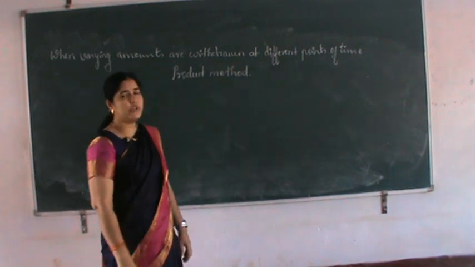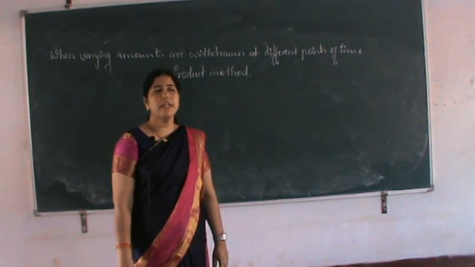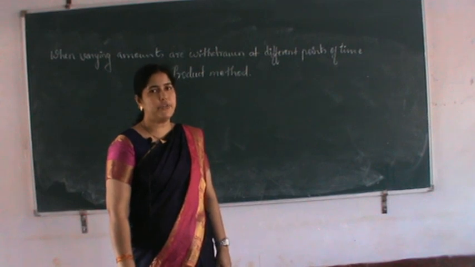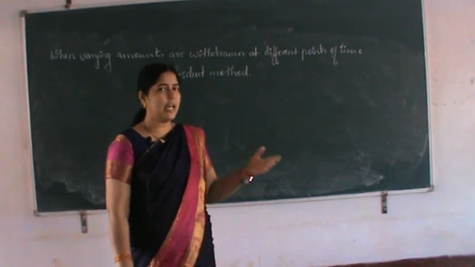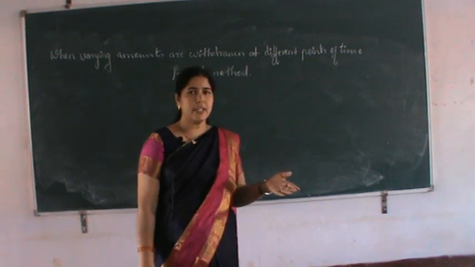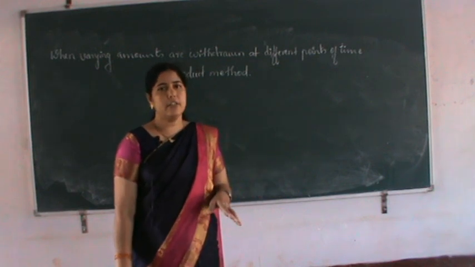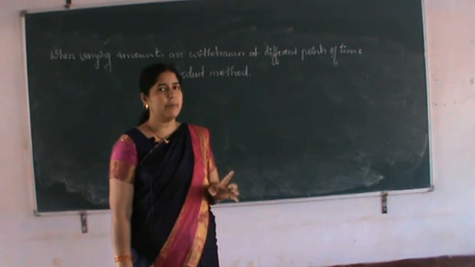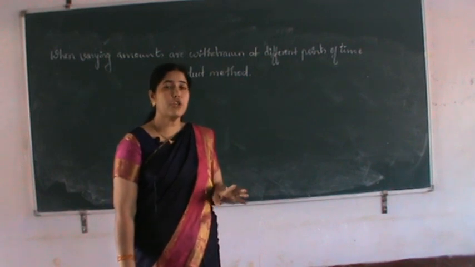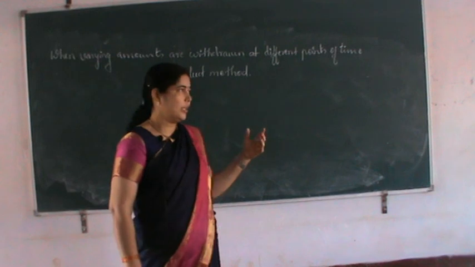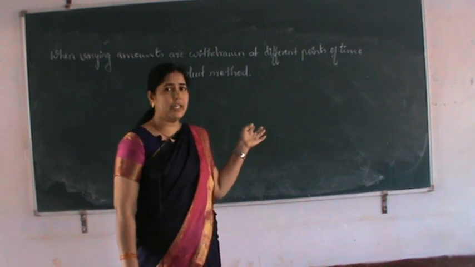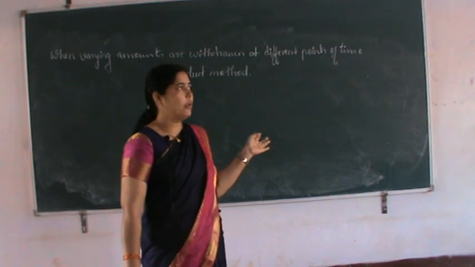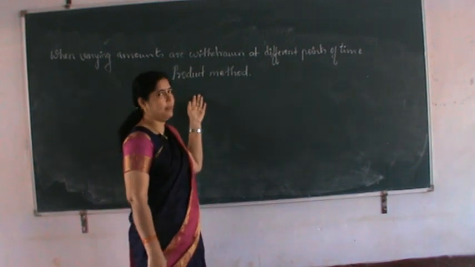Product method we have to apply when different amounts are taken by the partners at different points of time. Remember, in the last case, when the partners take drawings at regular intervals and of the same amount, we apply the average period method, which is also called the shortcut method. In this case, when different amounts are withdrawn at different points of time, we have to apply the product method.